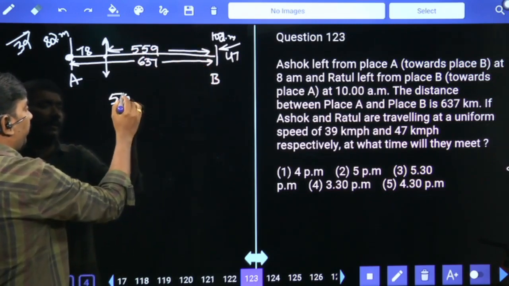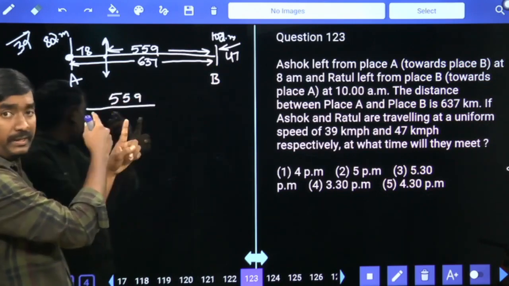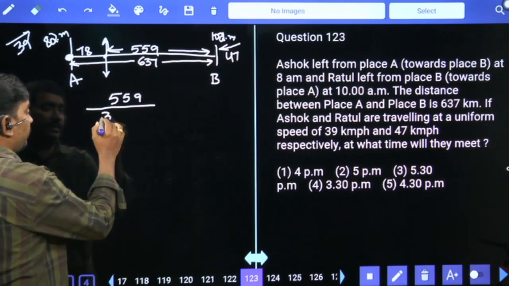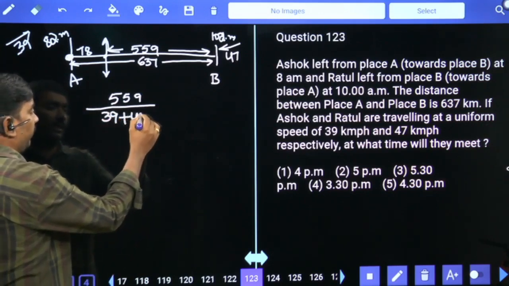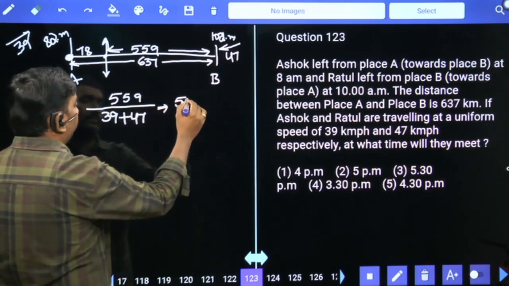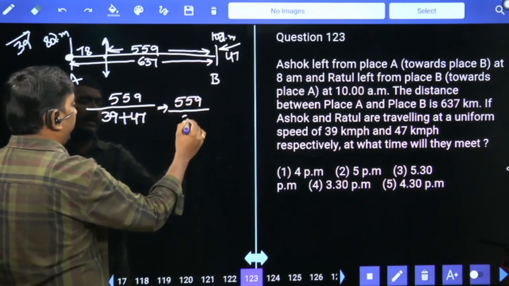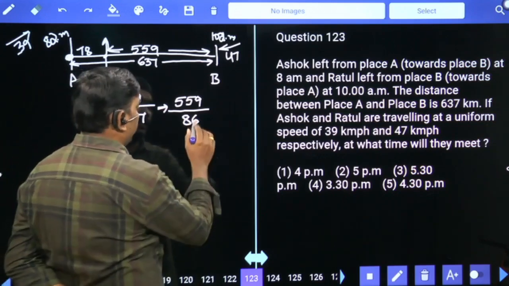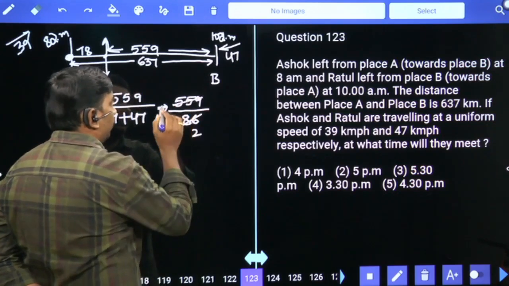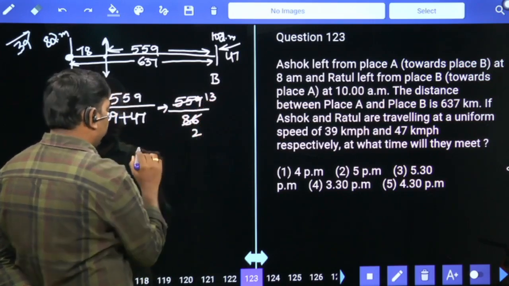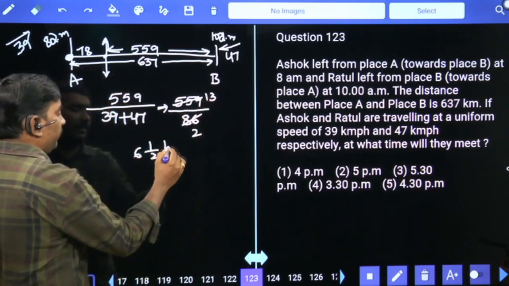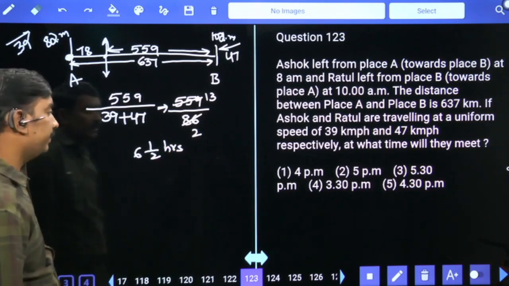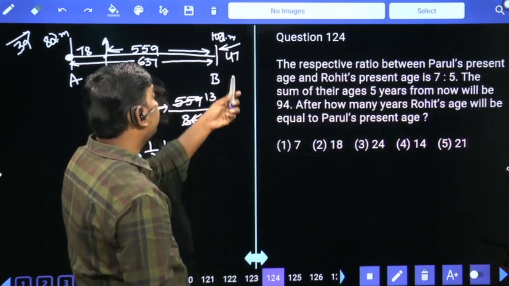That 559 kilometers, both the persons are covering in opposite directions from 10 am onwards. Opposite direction means relative speed is addition, 39 plus 47, which is 86. So 559 by 86. 43 2 times is 86, 43 13 times is 559. After 6.5 hours, both the persons will meet each other. From 10 am onwards, 6.5 hours means 4:30 pm.